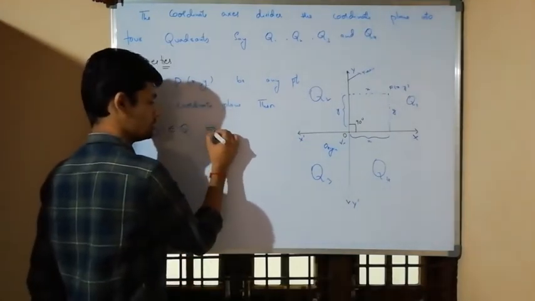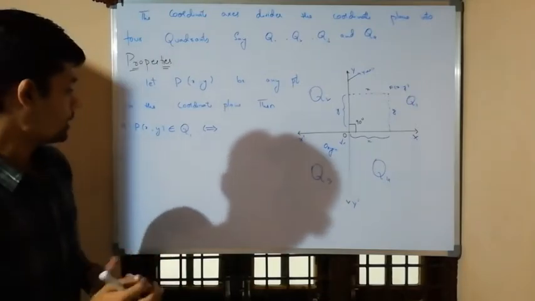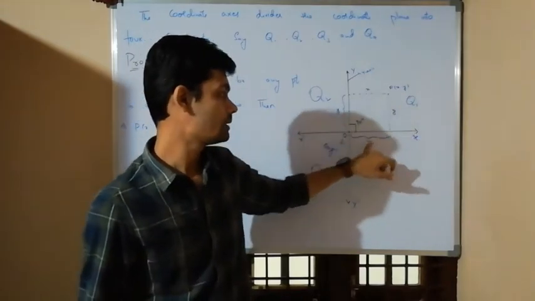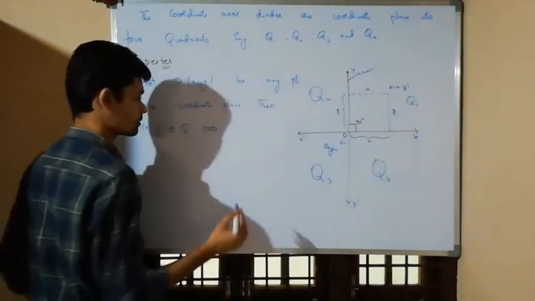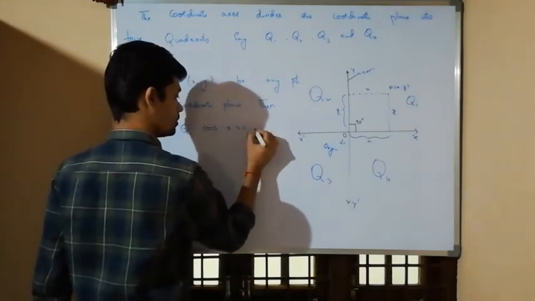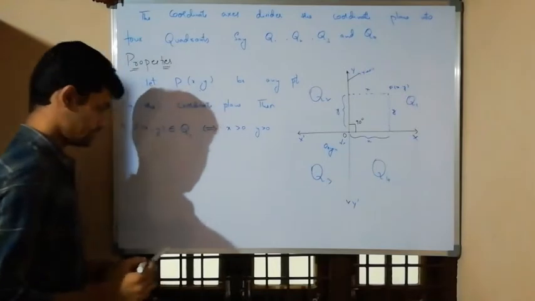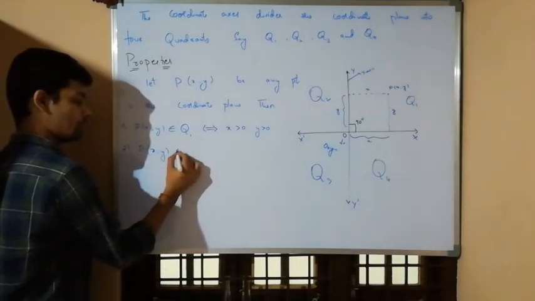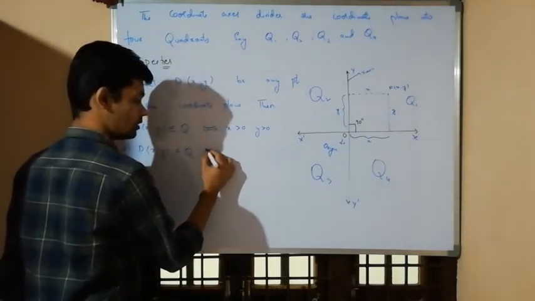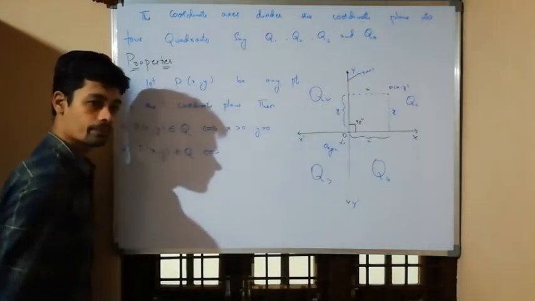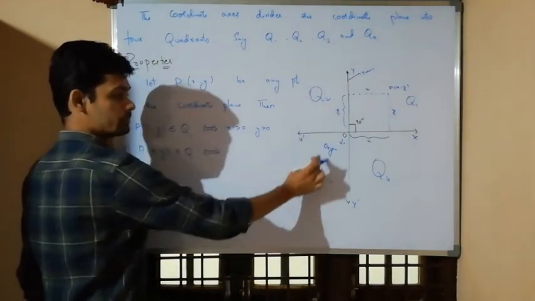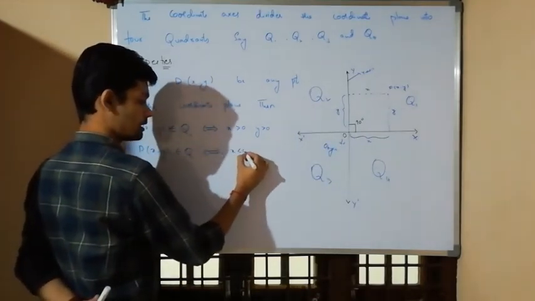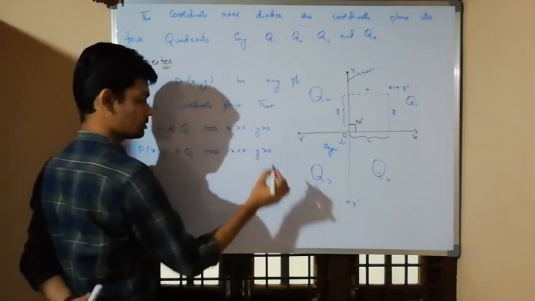If and only if both the coordinates x and y are positive. X is strictly greater than 0, y is also strictly greater than 0. Similarly, second one, P of x comma y belongs to Q2 if and only if in the second quadrant its x coordinate will be negative and y coordinate will be positive. X is negative, y is positive.